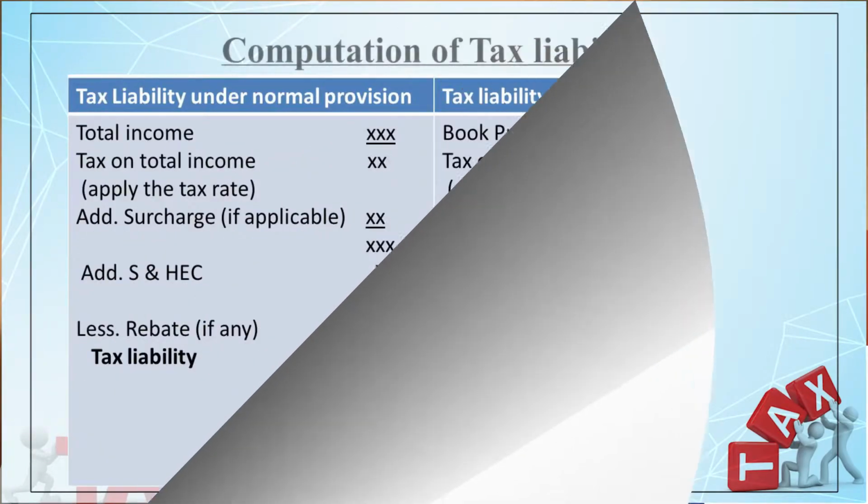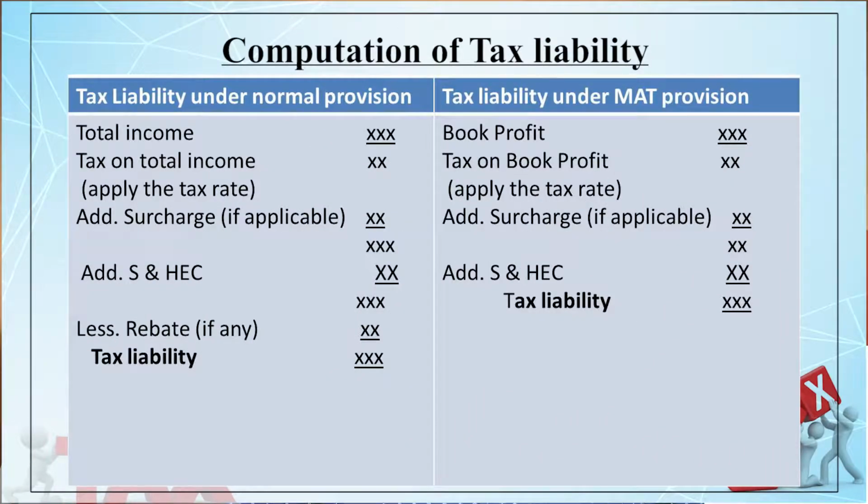liability under normal provision and MAT provision, because 115 JB is applicable to all types of companies. So, every company is compelled to calculate the tax liability under normal provision and under MAT provision. Under MAT provision, you have come to know that the tax base is the book profit. In this lecture, I am going to calculate the book profit. How do you calculate the book profit?